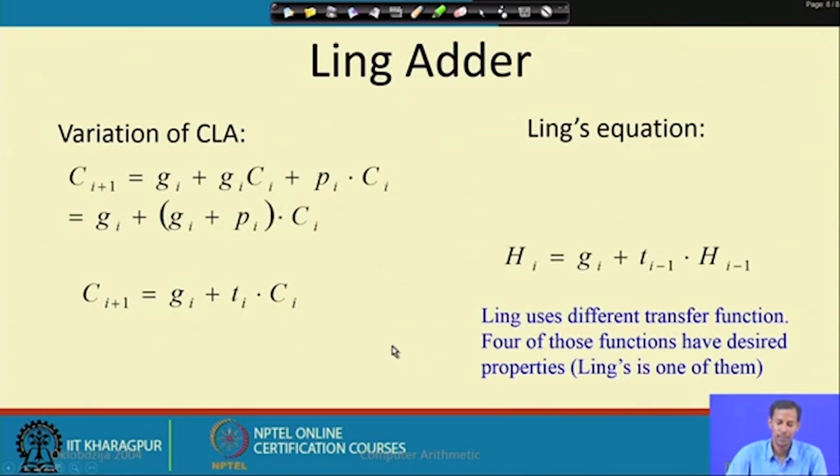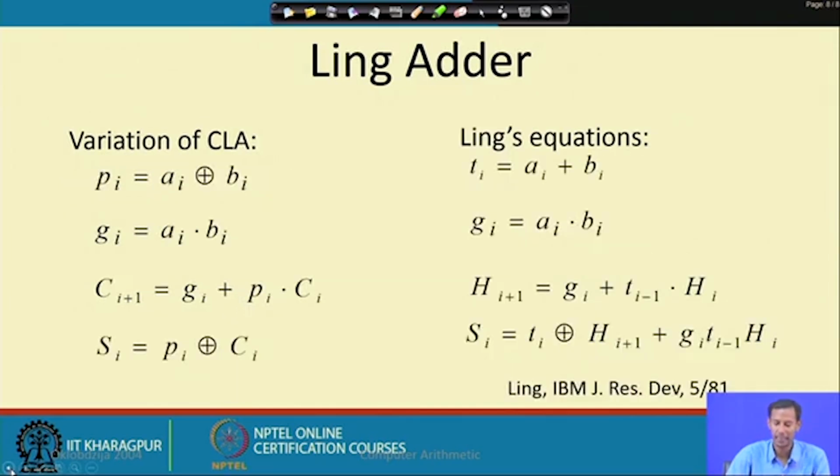Okay. Then what is that? That means the function of this. So, the variation of CLA is Ci plus 1 equals Gi plus Pi dot Ci. So, if I write it in this term, at the time Gi will be Gi plus Pi dot Ci. So, this Gi plus Pi is this Ti.